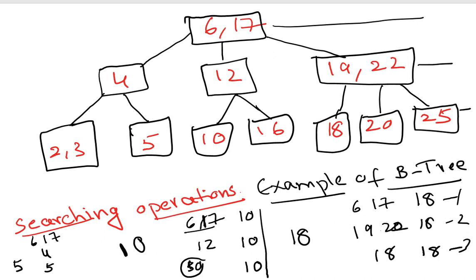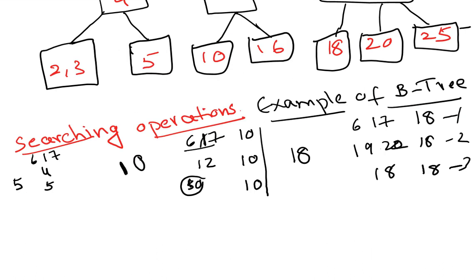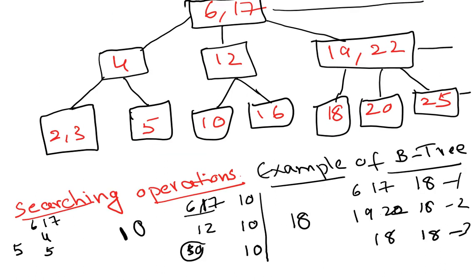Next, let's assume that I want to remove the element 18. How can you remove element 18? We just delete this one, that's it. So automatically the element is removed. Removing is easy. Searching means searching the elements. Removing means performing the searching operation and then removing the element.